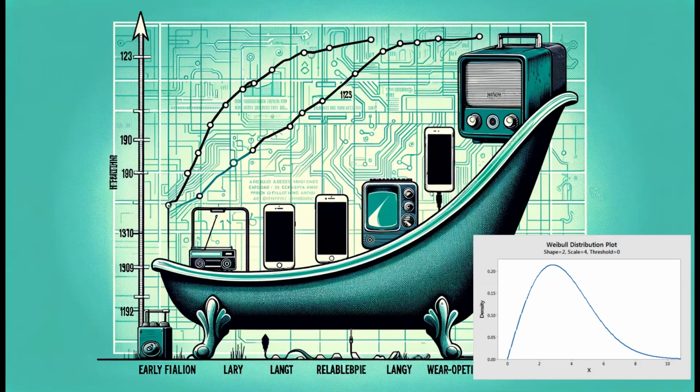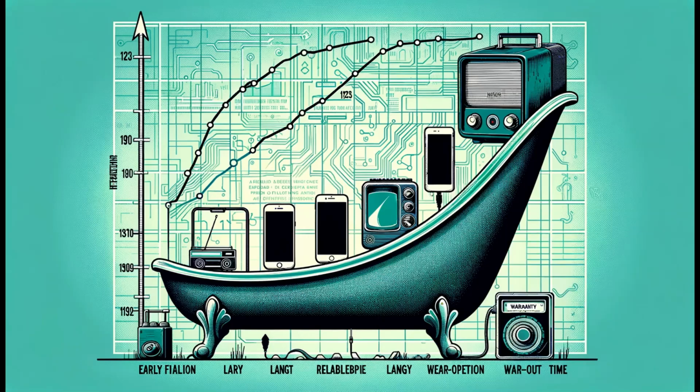Then, we enter a long period of reliable operation, the flat bottom of the tub, where failures are less frequent. Over time, as devices age, the failure rate climbs again. Picture it like our cafeteria's utensils. New ones might break unexpectedly, most will serve us well for a long time, but eventually, they all wear out and need replacing.